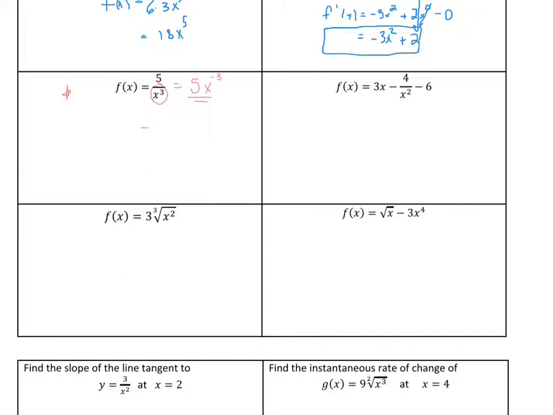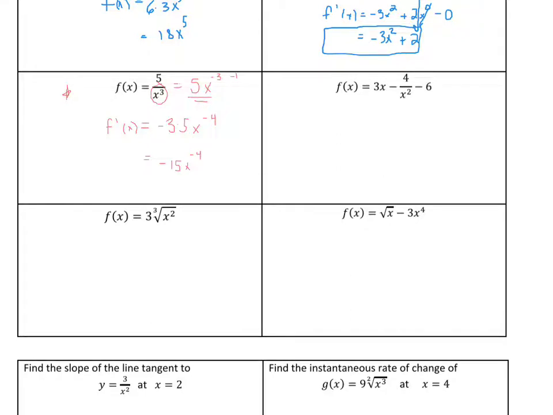So when I find the derivative, now what I'm going to do is I'm going to write this as f prime, is I'm going to take that negative 3, bring it down, leave the 5, and with that x, we're going to subtract 1 from it. So that's going to become a negative 4. So our derivative is going to be negative 15 x to the negative 4.